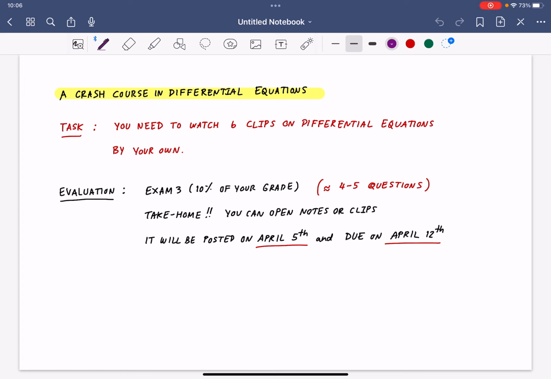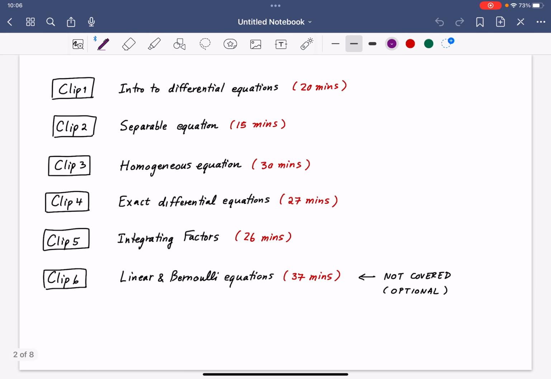Okay. All right, so let's start by taking a look at what you need to watch in the clips. You're going to have 6 clips. Number 1 is intro to differential equations. Number 2 is separable equations. Number 3 is homogeneous. Number 4 is exact differential equations. Number 5 is integrating factor.